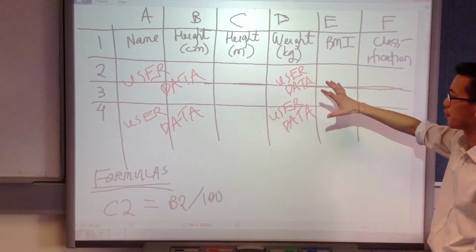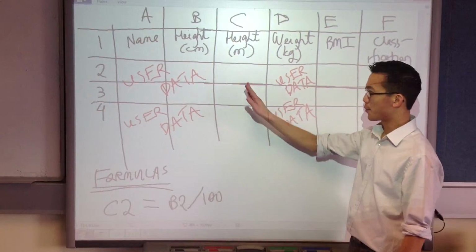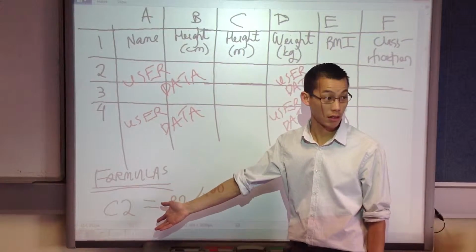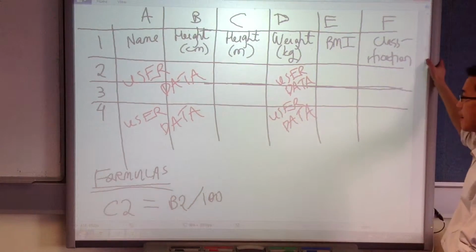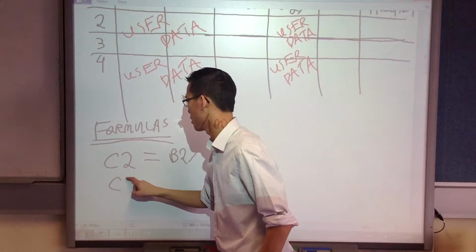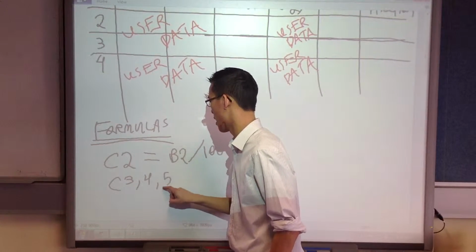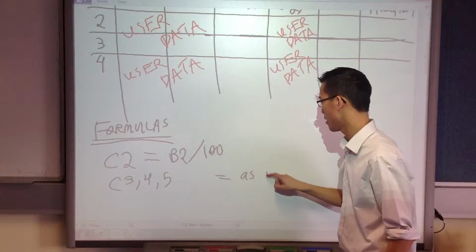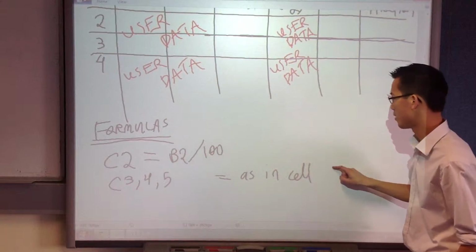Now because of the way that we've structured it, from C3 and downwards, they all follow the pattern of C2, okay? So I would probably say that. I'd say C3, 4, 5, and so on, as in the cell above.